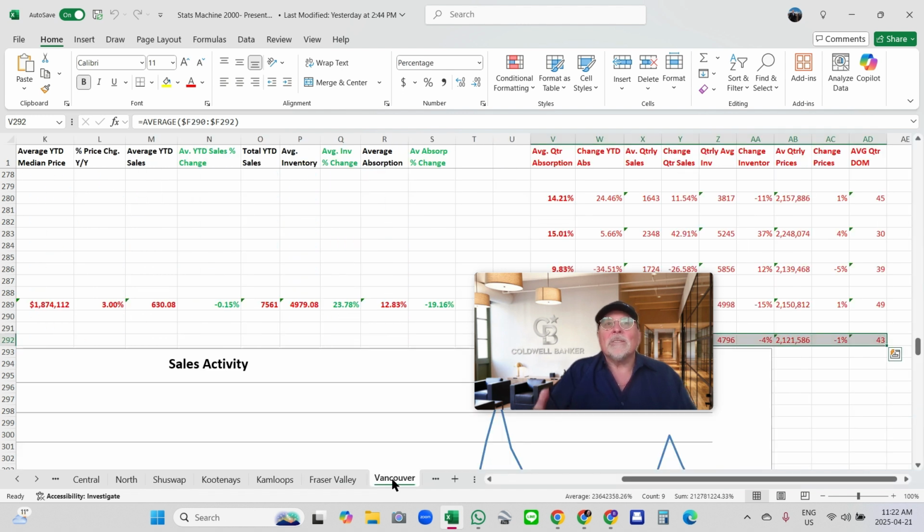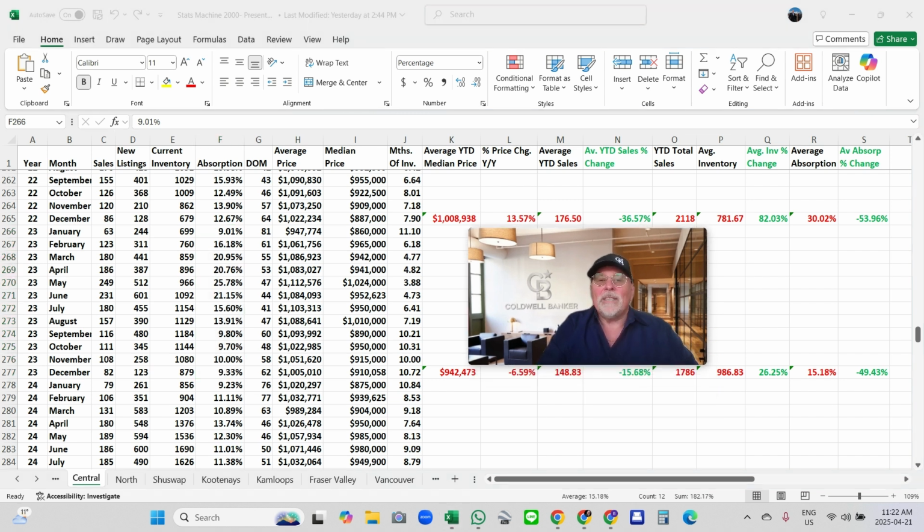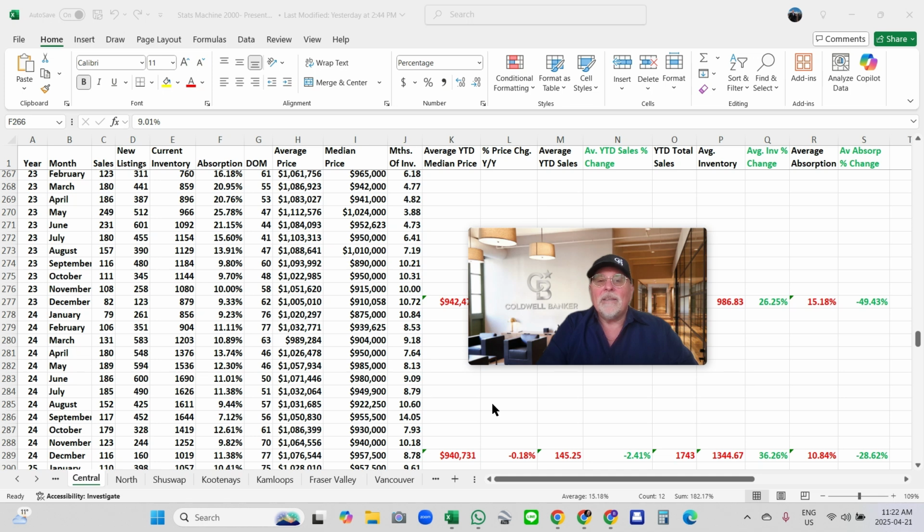And those are the markets we watch so far. We'll flip back here to the central Okanagan. The next way you can utilize the stats machine is by these stats over here. These are the totals or averages of the entire year.